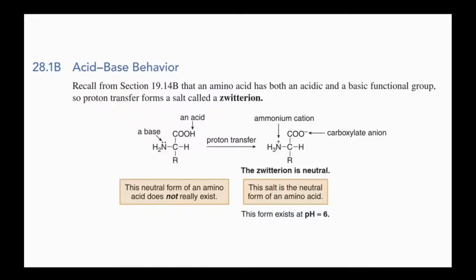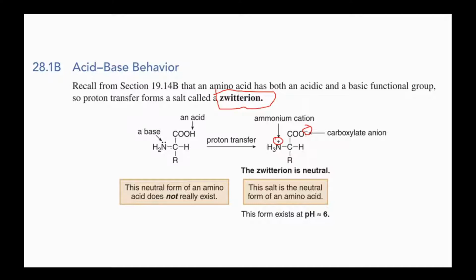Acid-base behavior of these amino acids. Amino acids occur in zwitterionic form. What is zwitterionic? It is an ionic form which contains a negative charge and a positive charge on the same molecule. For example, this is a carboxylate anion and this is an ammonium cation.